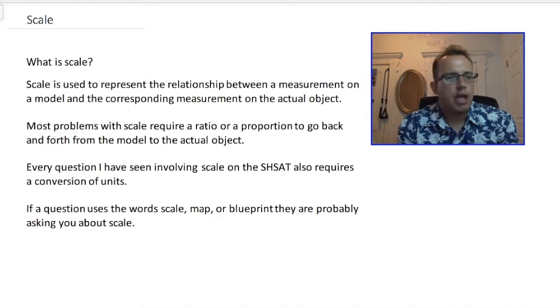Alright, let's get started. We're going to do scale as it applies to the SHSAT. Let's go to the whiteboard. So let's go ahead and talk about scale and how it's used.